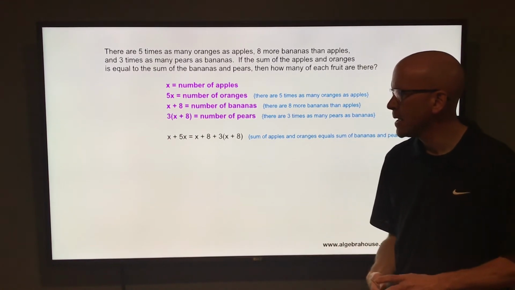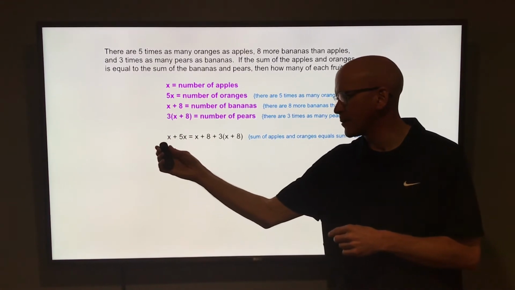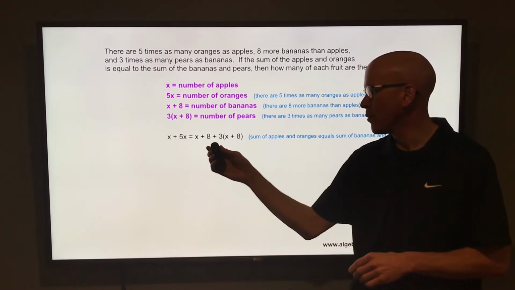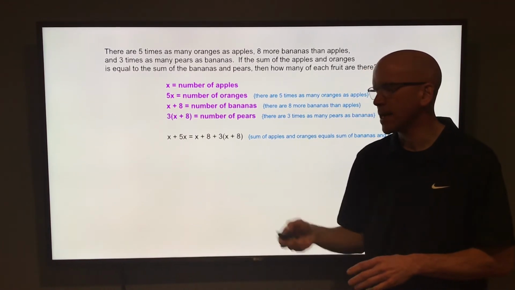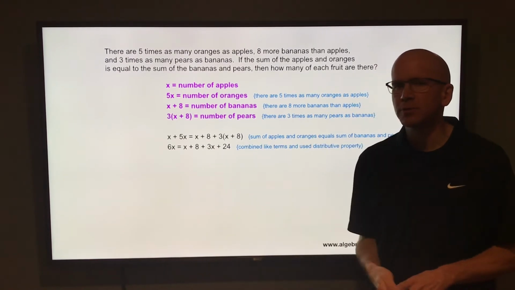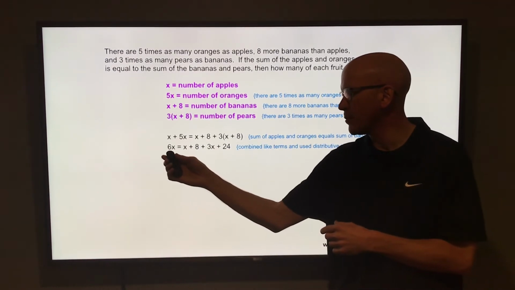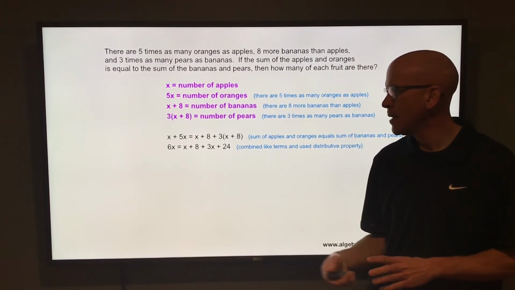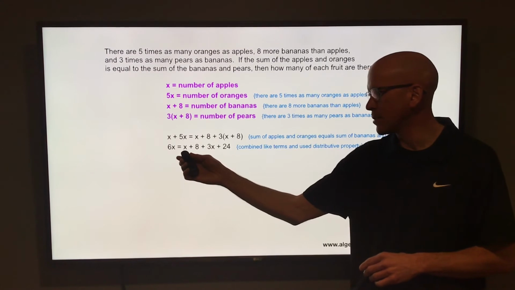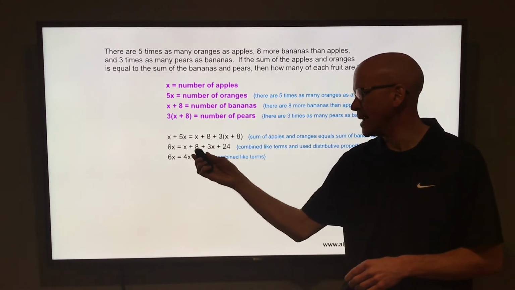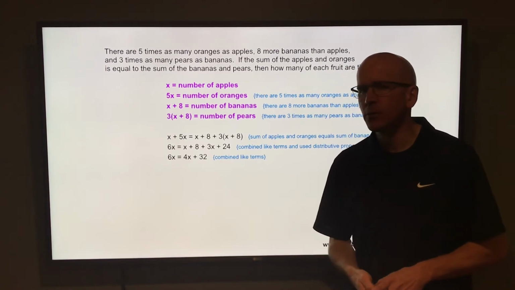So to solve that for x, on the left side, I'm going to combine the like terms, x and 5x, which makes 6x. On the right side, I'm going to use the distributive property with that 3. Distribute that 3 through the set of parentheses to get 3x plus 24. Back to the right side, combine the like terms, x and 3x, which is 4x. Also combine 8 and 24, which is 32.